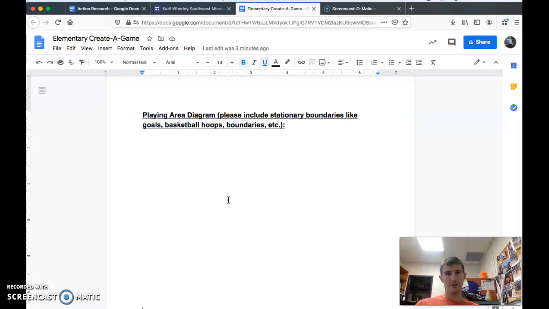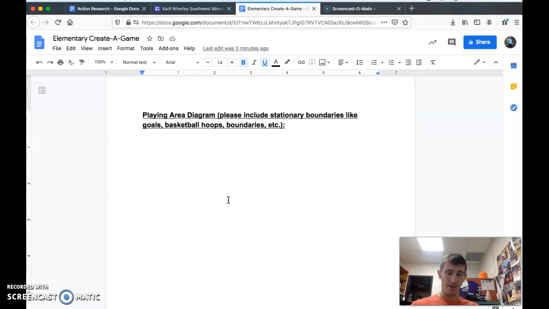use one of the apps on your iPad and just doodle the gym. So just draw yourself a big rectangle, and then draw the basketball hoops on there. Draw the lines for how you want your game to be divided. If you want the game to be divided where the middle black line of the gym is, one side and the other side, then you can do it that way.